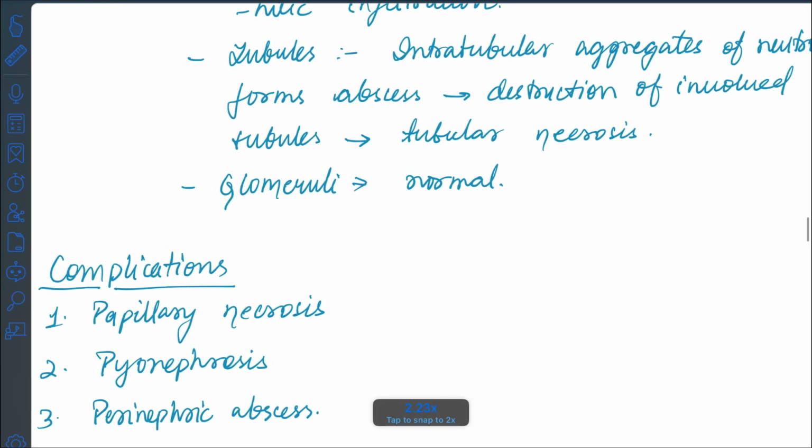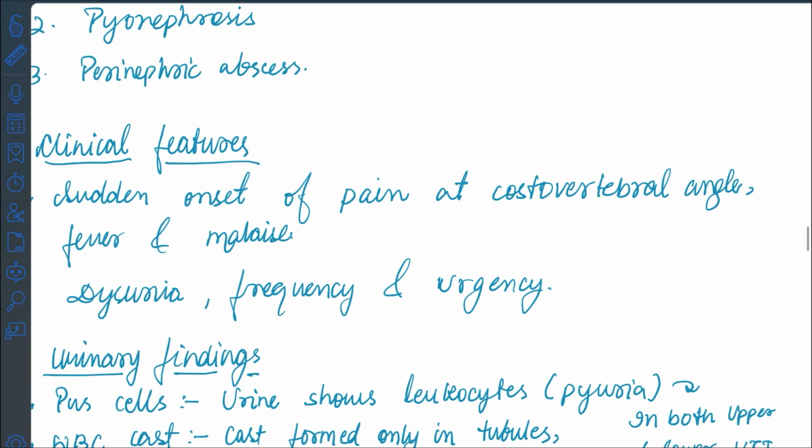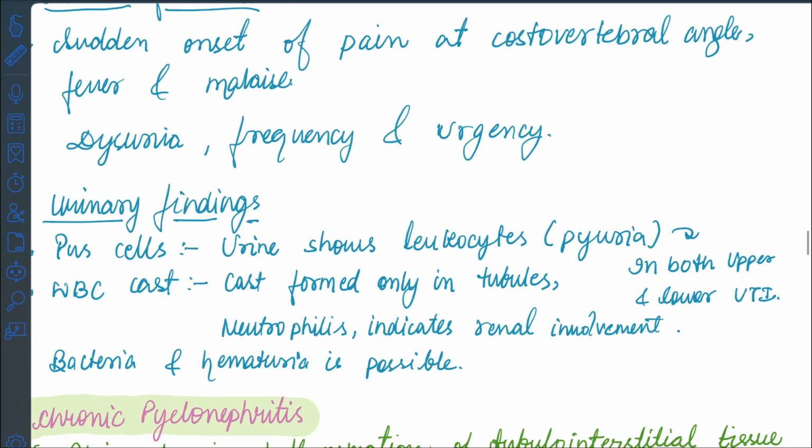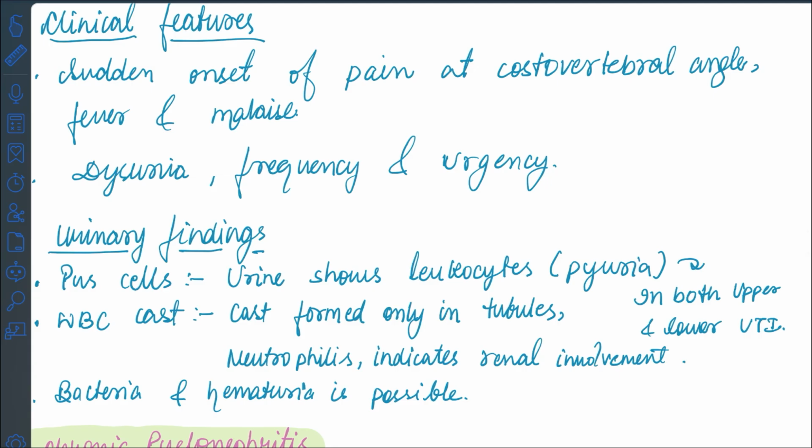The complications associated with acute pyelonephritis are papillary necrosis, pyonephrosis, and perinephric abscess. Just remember the names, we don't really have to go into detail for now. Clinical features: there can be sudden onset of pain at costovertebral angle or flank pain, fever, malaise. There can be dysuria, frequency and urgency of urination can be increased. The urinary findings are pus cells, WBC casts, bacteria and hematuria is possible.